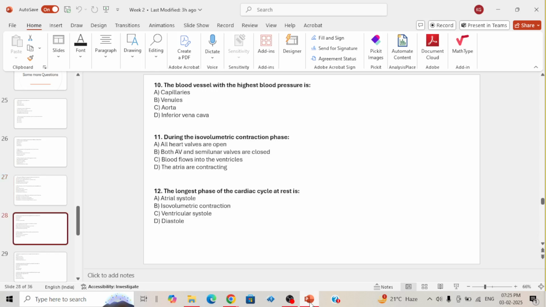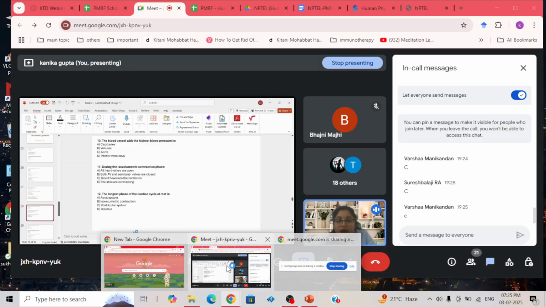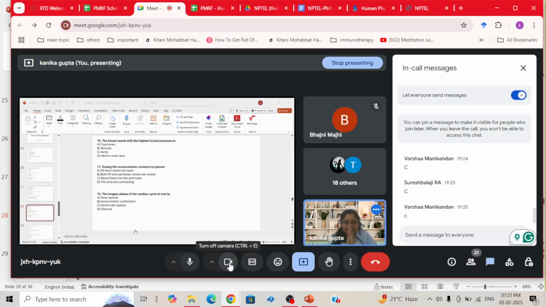The next question is question 10. The blood vessel with the highest blood pressure is, चलिए इसका आंसर बताइए सब लोग. The blood vessel with highest blood pressure. Aorta, ma'am. Yes, it is aorta because capillaries हमें पता है बहुत thin walled होती हैं. So there can't be much pressure in capillaries. Venules also don't have much pressure. And the inferior vena cava is bringing the blood from different parts of the body to the heart, so it doesn't need much pressure. Okay, so it is aorta only.